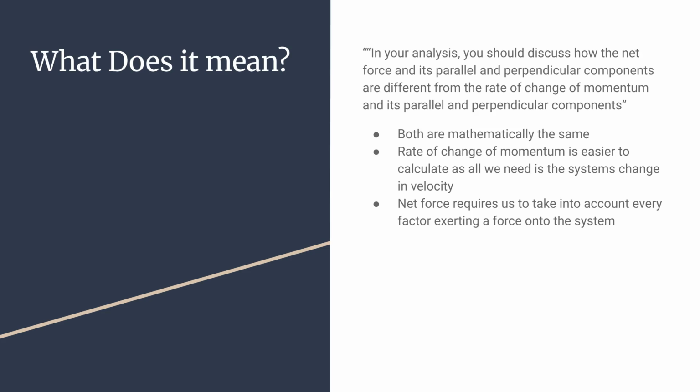So for the what does it mean, in the instructions it said, in your analysis, you should discuss how the net force and its parallel and perpendicular components are different from the rate of change of momentum and its parallel and perpendicular components. While in reality, both are mathematically the same. The rate of change of momentum is easier to calculate, as all we need is the system's change in velocity. And also, the net force requires us to take into account every factor exerting a force onto the system.